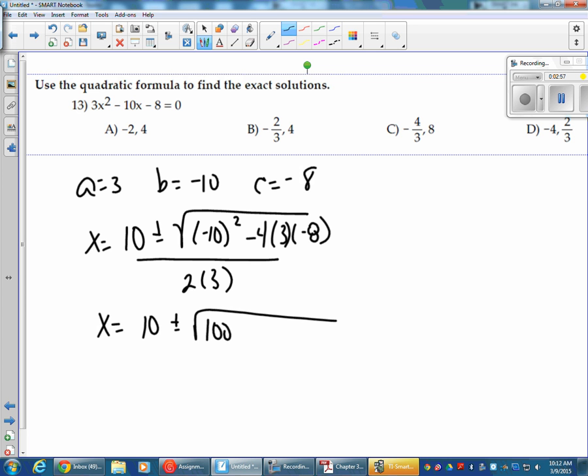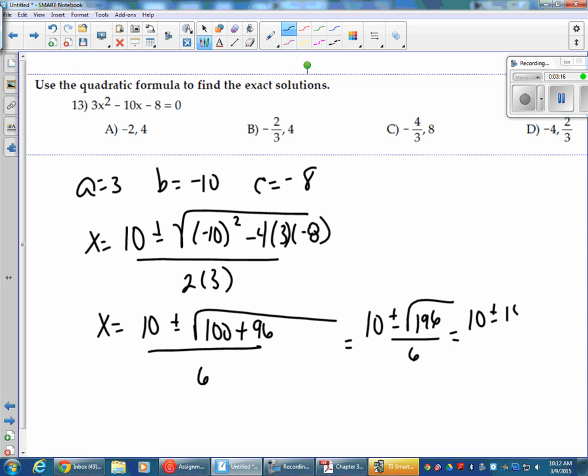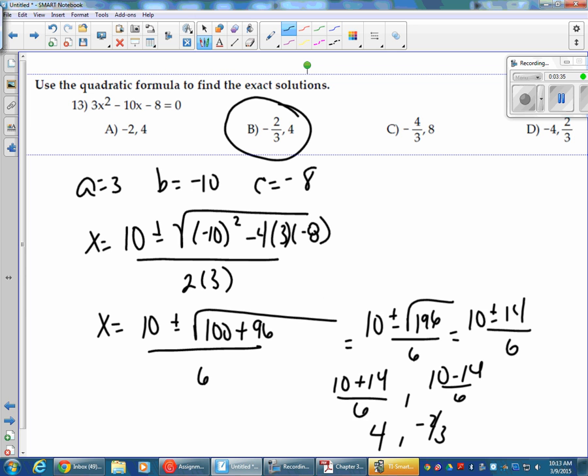10 squared is 100. 4 times 3, that's 12, times 8 is 96, so that's going to be plus 96, because it's minus 4, and then times a minus 8 would make that plus, over 6. So that's 10 plus or minus the square root of 196 over 6, and the square root of 196 is 14. So I've got 10 plus 14 over 6, which would be 24 over 6, which is 4, and then 10 minus 14 over 6, which would be negative 4 over 6, which is negative 2/3. So my answer should be positive 4 and negative 2/3. So B is my answer.